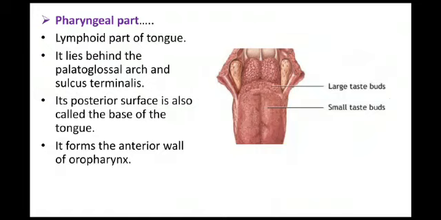Next, coming to the pharyngeal part, this forms the posterior 1/3 of the tongue. It's also the lymphoid part of the tongue. It lies behind the palatoglossal arch and sulcus terminalis. Its posterior surface forms the base of the tongue and also the anterior wall of the oropharynx.